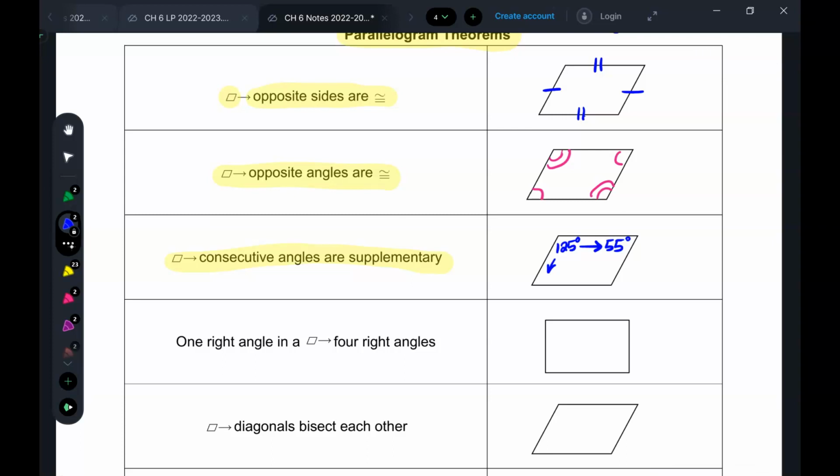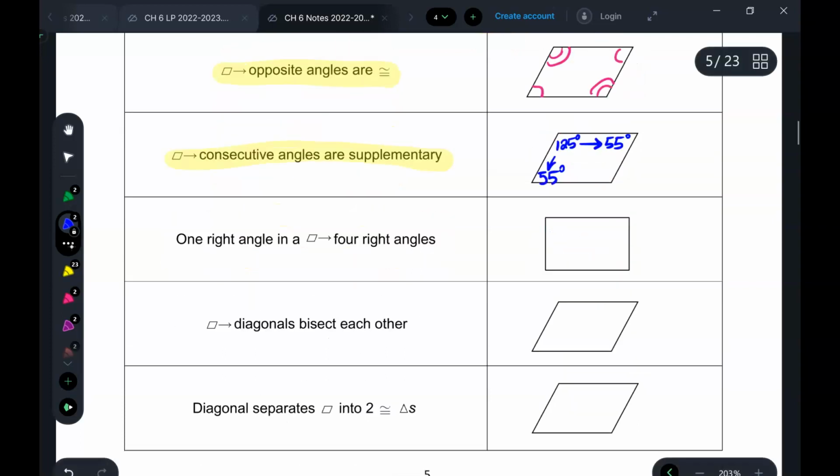If we looked at the other consecutive angle, this would also have to be what? 55. And then we can see 125, this would also have to be 125. So we have opposite angles are congruent, but consecutive angles are supplementary. Okay.